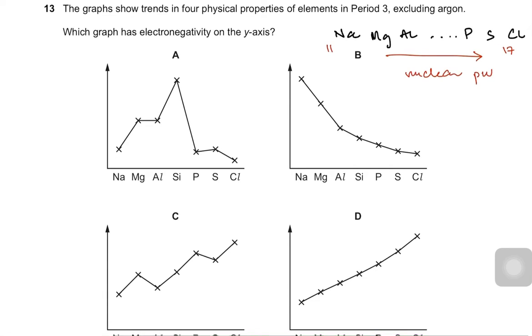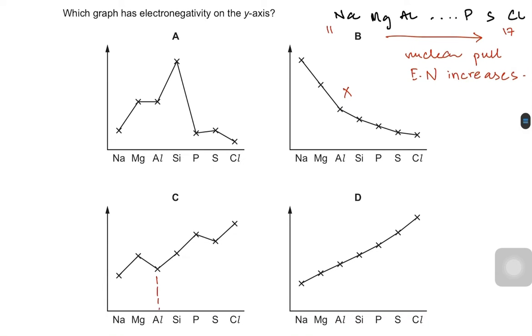The nuclear charge and nuclear pull increases from sodium to chlorine, which means electronegativity should also increase because more nuclear charge pulls the electron pair towards itself. So option B is a stupid option because it's decreasing. Sodium doesn't have the highest electronegativity, it has the lowest. Electronegativity should increase gradually. When you look at option C, it's increasing, that's good. But why is aluminium's value decreasing? And also notice, why is the value for sulfur also decreasing? So C is also a stupid option.